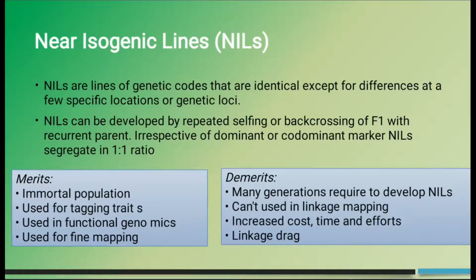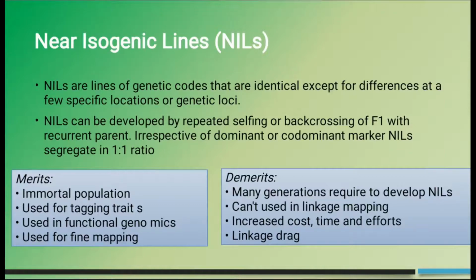Next population is called near isogenic lines. The NILs are lines of genetic codes that are identical except for differences at a few specific genetic loci. Near isogenic lines can be developed by repeated selfing or backcrossing of F1s with the recurrent parent. Irrespective of dominant or codominant markers, NILs segregate in a 1:1 ratio.